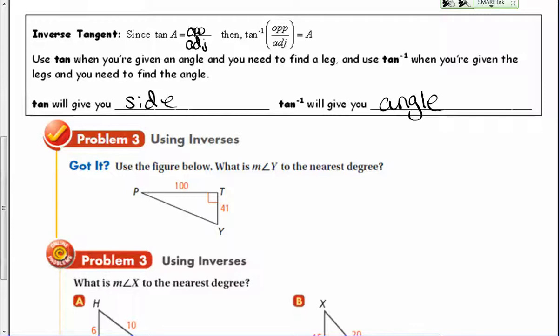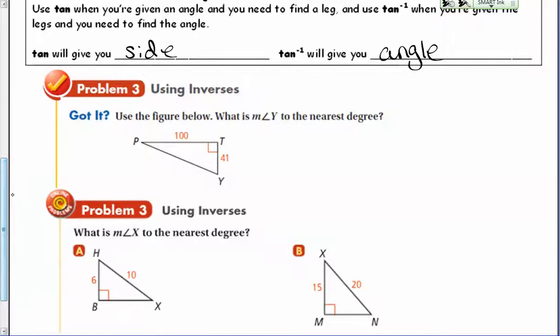In order to get the inverse tangent, look for the tangent button on your calculator, and then right above the tangent button, you should see where it says tan -1. For me, I have to hit second tangent in order for the inverse tangent to show up on my calculator. I think it's the same for most of you. All right, so let's try using some inverses.